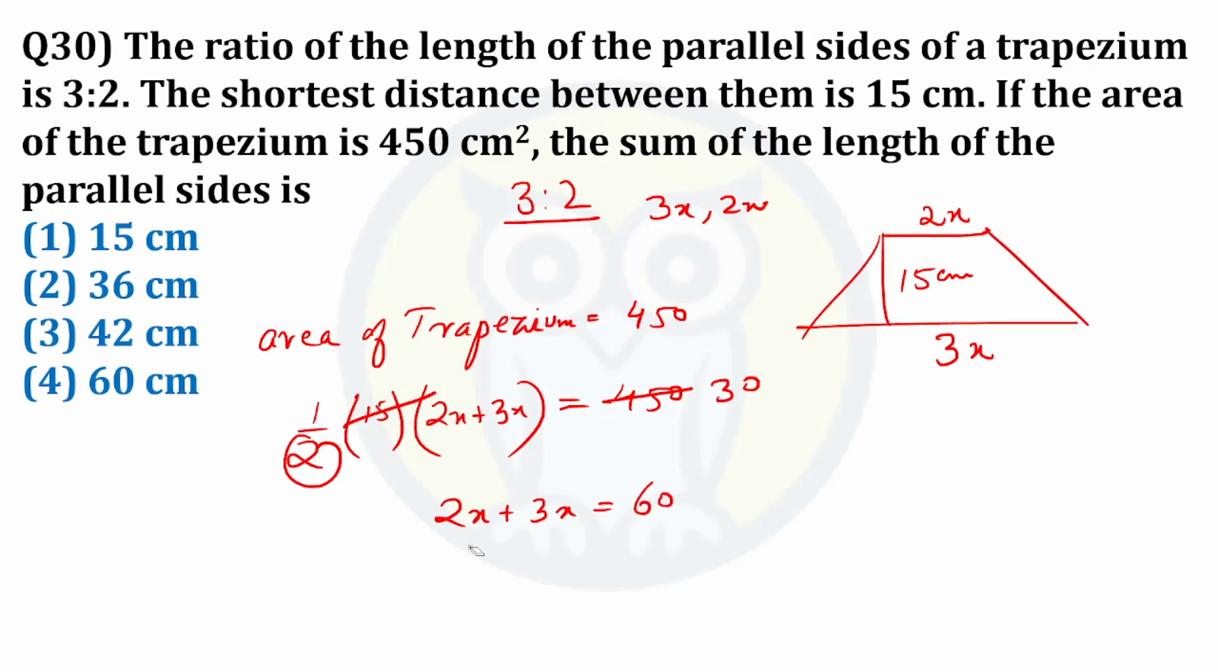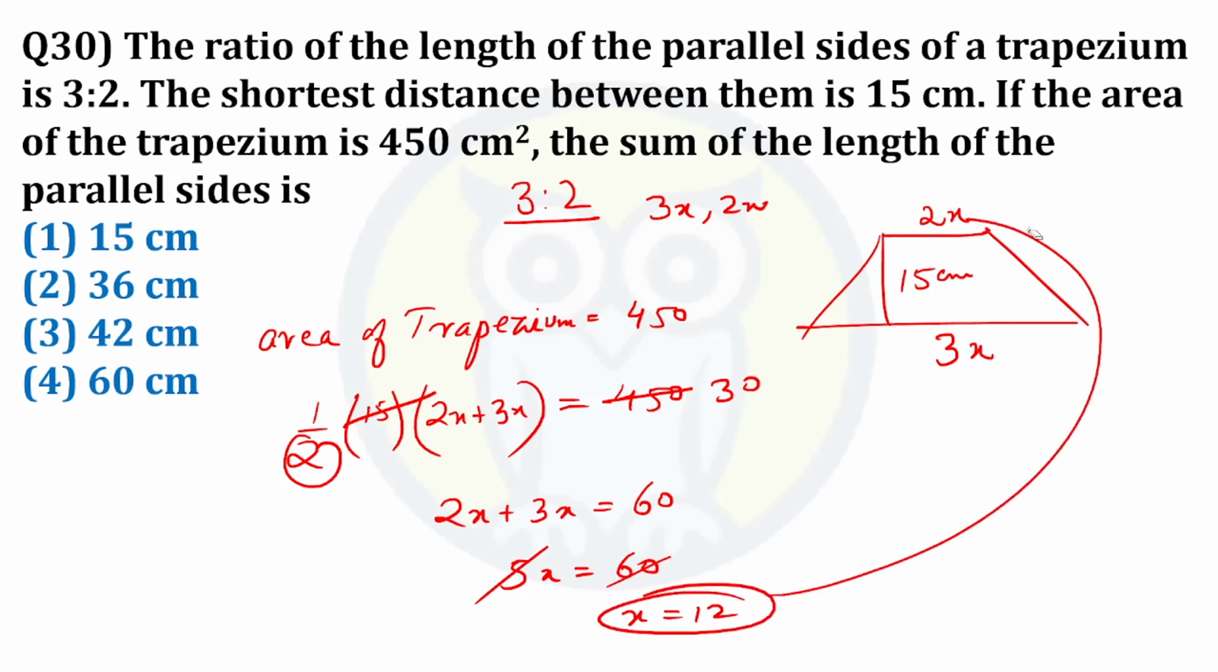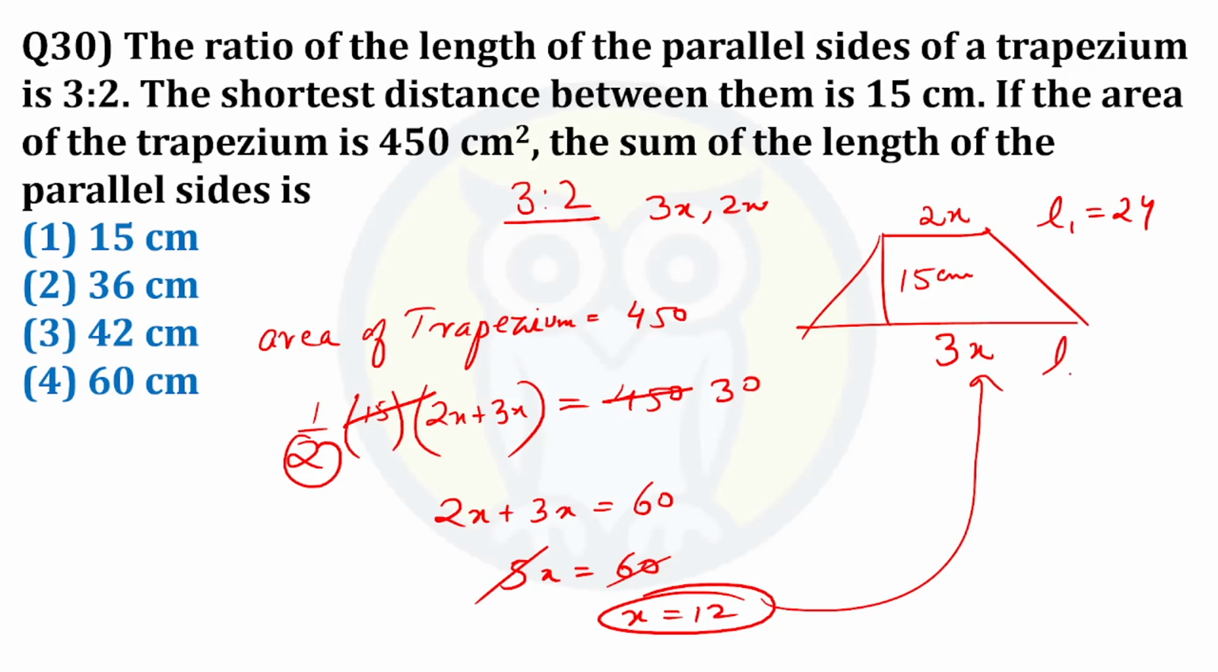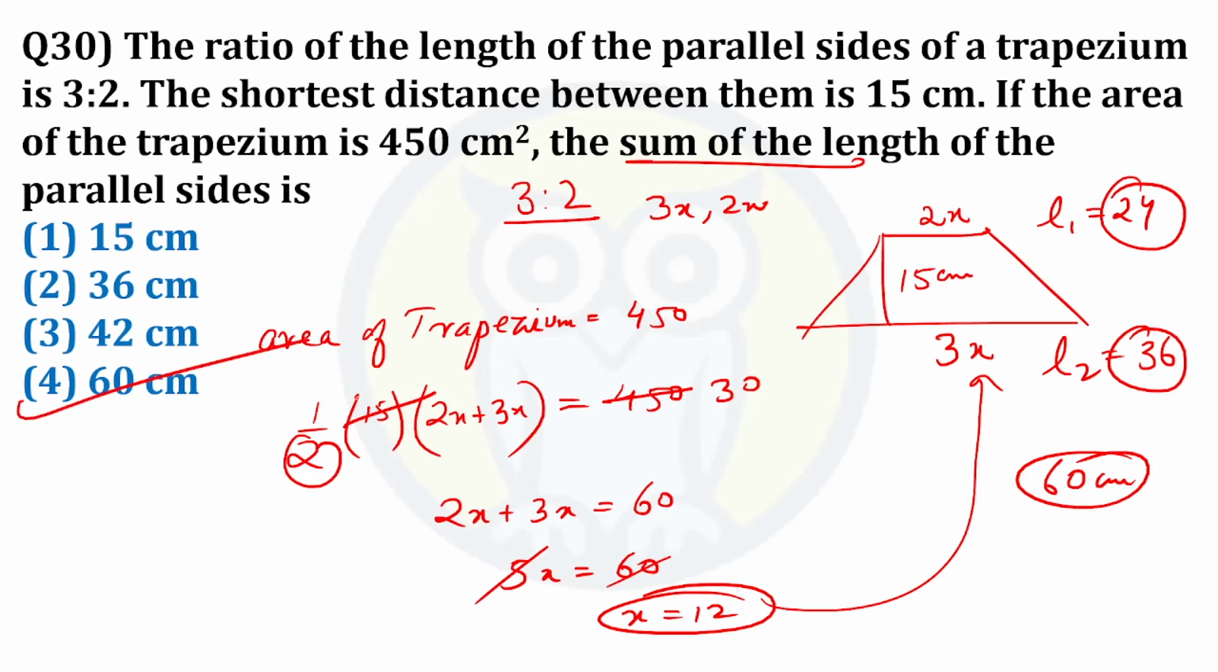Now 2x plus 3x is 5x. 5 cancels with 60, so x is 12. Length 1 is 2 into 12, which is 24. Length 2 is 3 into 12, that is 36. The sum of the lengths is 24 and 36, which is 60. 60 centimeter is the correct answer.